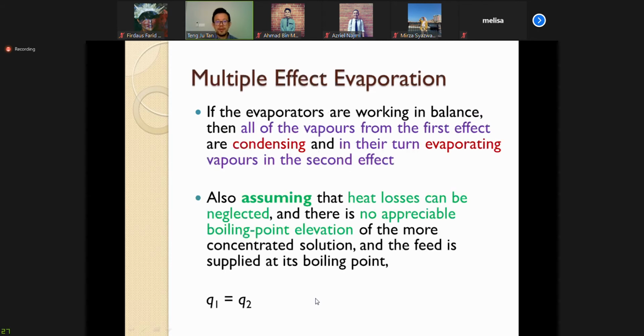So if the evaporators are working in balance, then all the vapors from the first effect are condensing, and in their turn, evaporating vapors in the second effect. Okay. Also, assuming that heat losses can be neglected, there is no appreciable boiling point elevation of the more concentrated solution, we assume. Okay. And the feed is supplied at its boiling point.